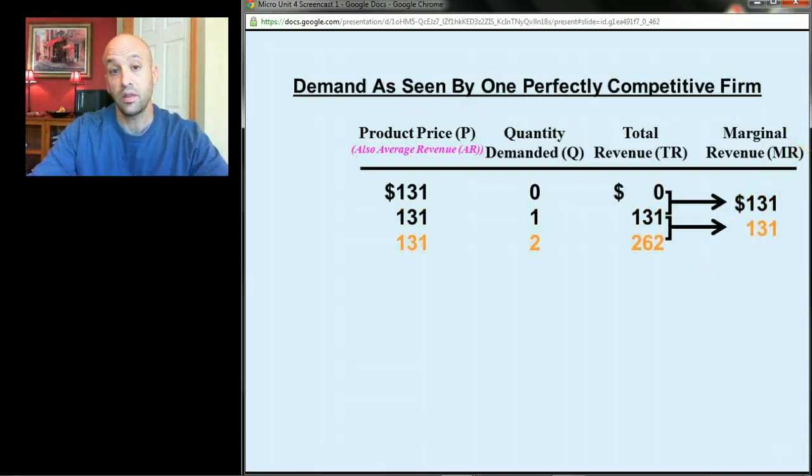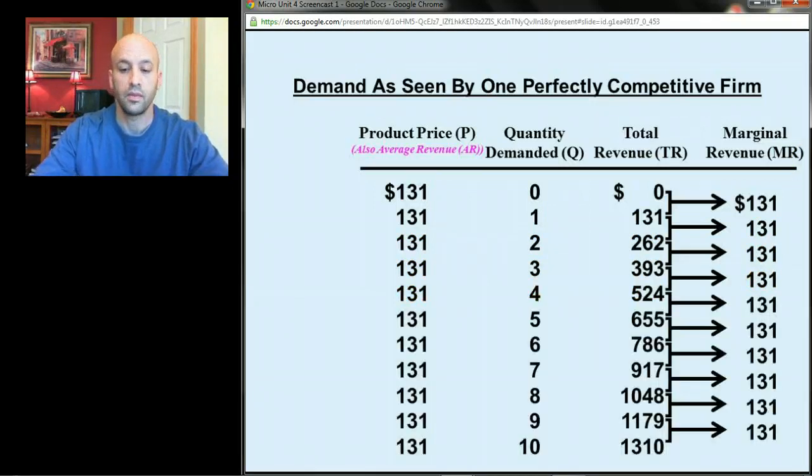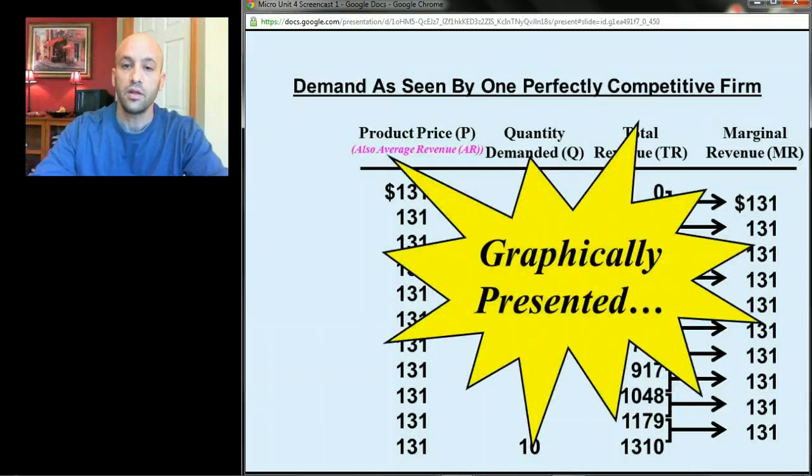If we sold 2 units, again, the price doesn't change. We're a price taker, $131. 2 times 131 is 262. That would be total revenue. Marginal revenue would be, again, 131 because 262 is 131 more than 131. We can keep going on this way, selling 3 bushels of apples, 4 bushels of apples, 10 bushels of apples, etc. Now you might notice some things about some of these numbers, but let me make them explicit. Let's do that by graphing out a few of these columns.